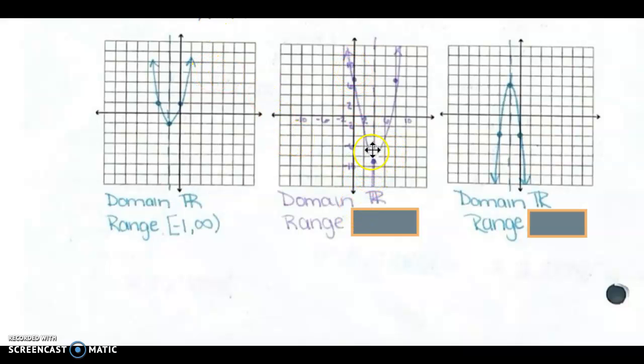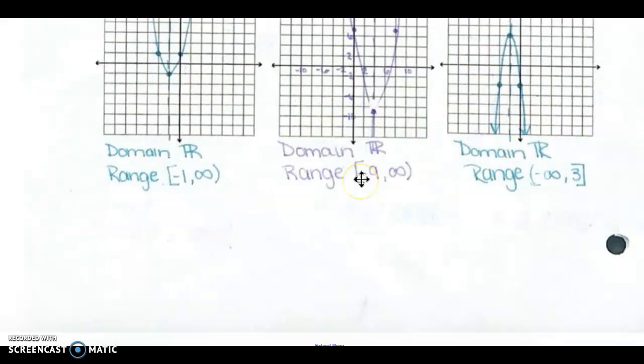This one opens up again. So y is greater than or equal to this y value right there, which is -9. Y is greater than or equal to -9. And then this one opens down. So all of these numbers are less than that y value. So y is less than or equal to this y value right here, which is at 3. So you can write it like this, or y is less than or equal to 3.